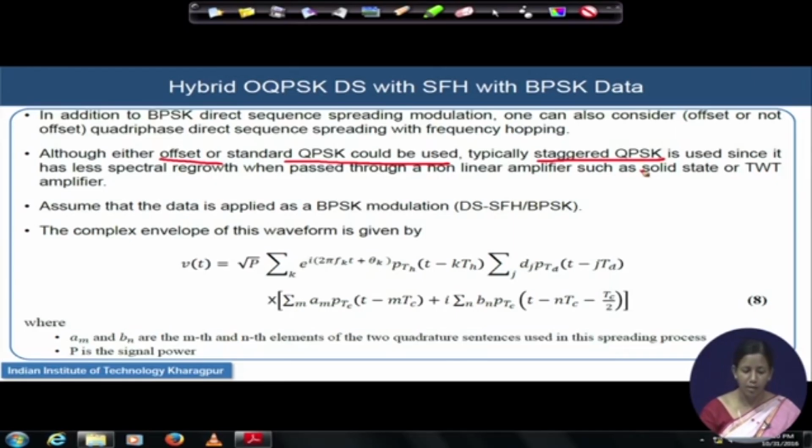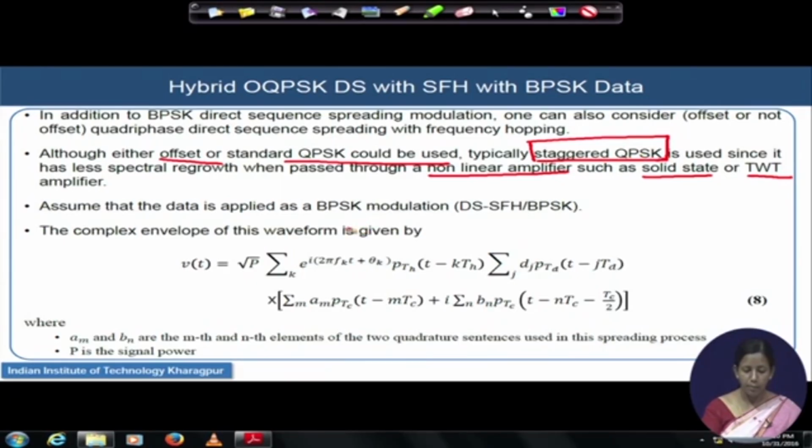The reason is that it has very little spectral regrowth when the signal is passed through the nonlinear amplifiers, which are an essential part of the front end design, and all the solid state or TWT kind of amplifiers. To avoid the extra spectral growth, we prefer to go ahead with the staggered QPSK when we are utilizing the QPSK based spreading.